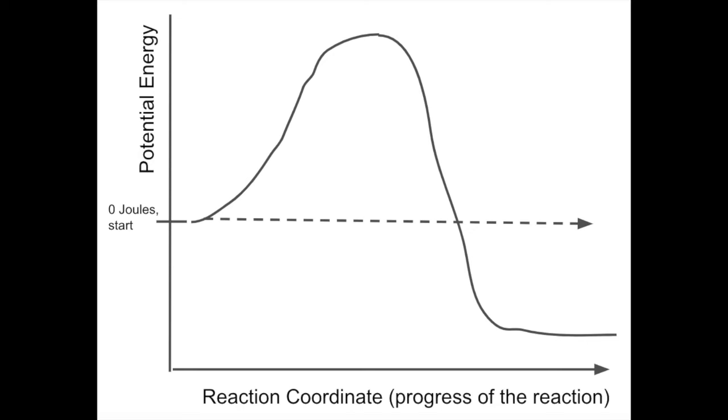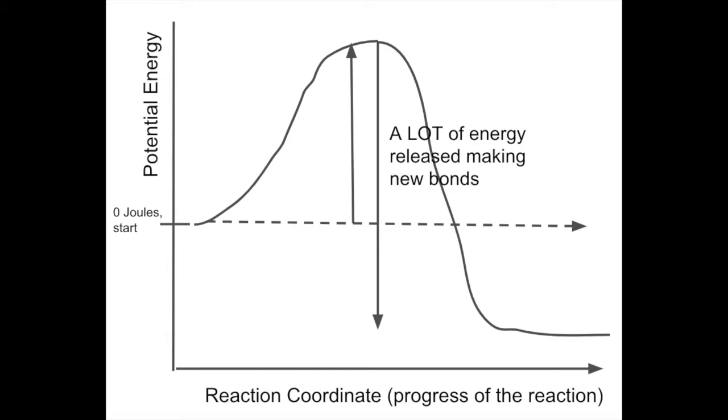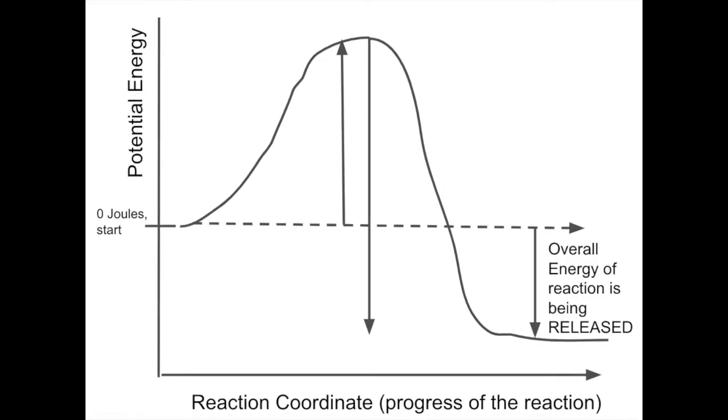And because I have more energy being released, the shape of the energy diagram looks something like this. You can see here, the energy goes up a little bit, but then it drops a lot, and that energy overall is being released. And so we feel that energy. We are part of what we call the surroundings, and we feel that heat.